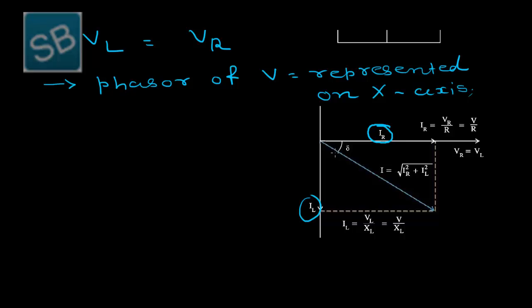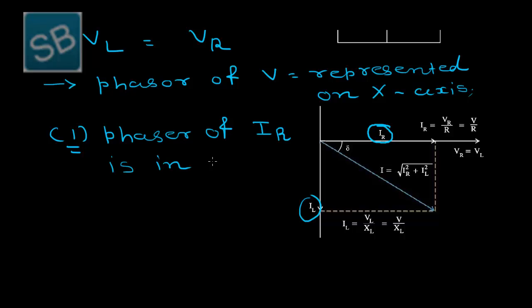The current flowing through the resistor is in the same direction as the phasor of voltage V, and the phasor of the current flowing through the inductor is pi by 2 out of phase with the voltage V. And now the phasor of IR is in the same direction as the phasor of VR.